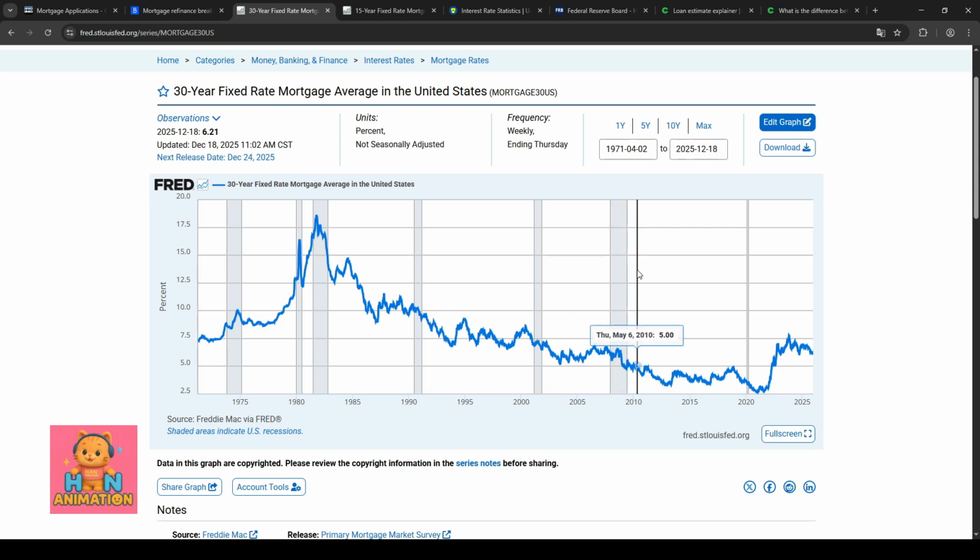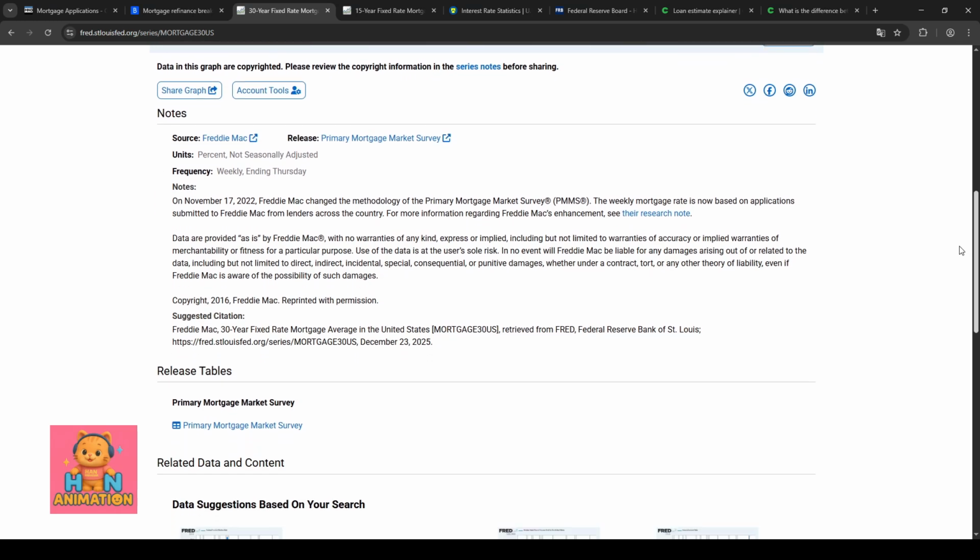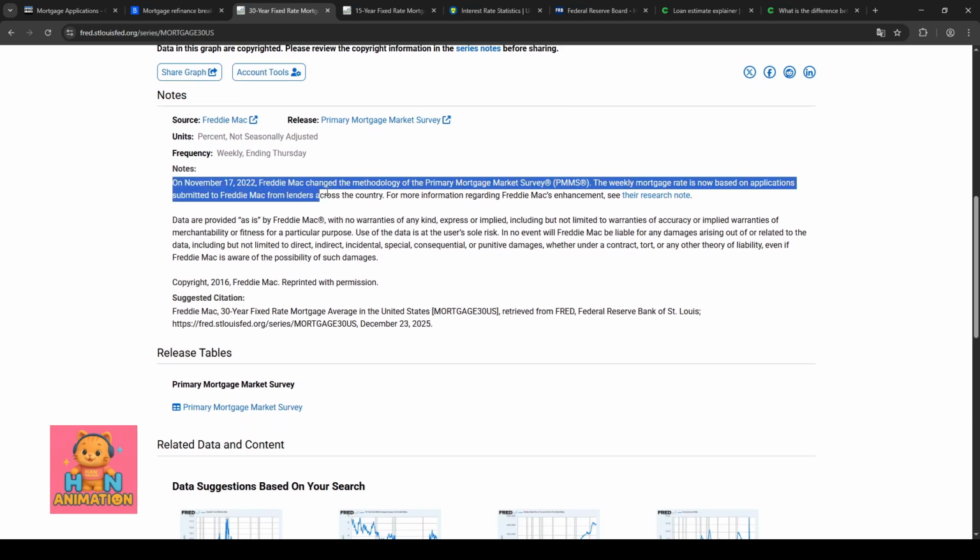Before points, calculate the old payment. Monthly rate is 0.0725 divided by 12. That is 0.60417 percent. New payment monthly rate is 0.0625 divided by 12. That is 0.52083 percent. Instead of doing the full formula on screen every time, you can use any mortgage calculator. But the key is you must compare principal and interest only.